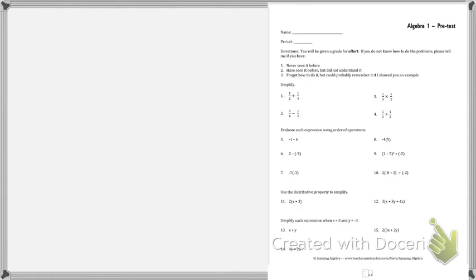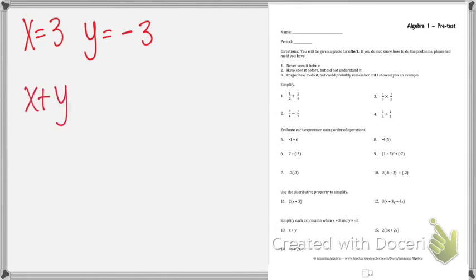All right, next, number 13, 14, and 15. This is kind of similar to what we did yesterday. We're plugging in numbers for the expressions. So we are told that x equals 3 and y equals negative 3. So for the first one, we just have x plus y. So we're just plugging in 3 plus negative 3. Well, remember, negative trumps a positive, so this equals a big fat 0.